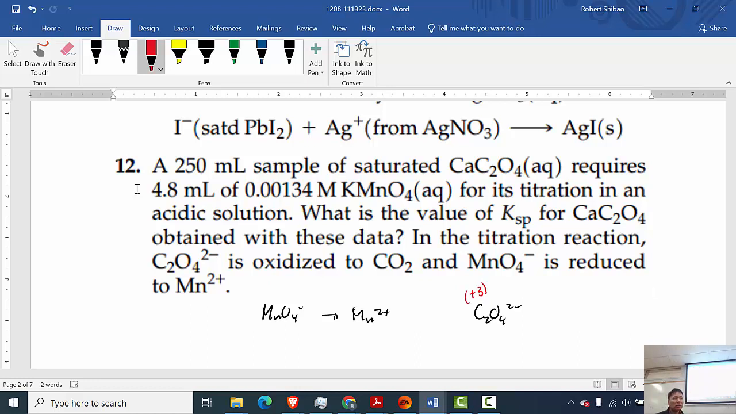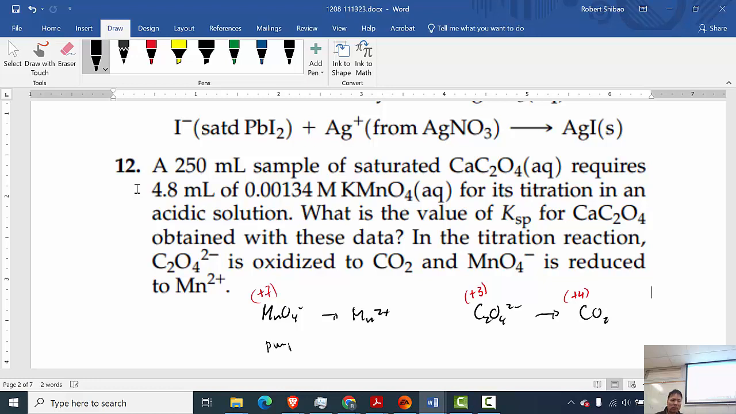Because what's the max on carbon? +4. And so we can oxidize this to the max, and that would oxidize to CO2. CO2 would be +4. So we can essentially oxidize or burn this up and get CO2. Over here for manganese, we're going from +7 to +2. So this is an example of a skeleton redox, and then what we'll do is we'll balance this.